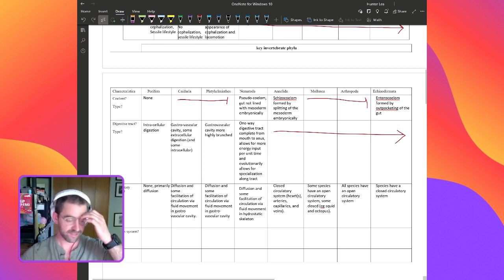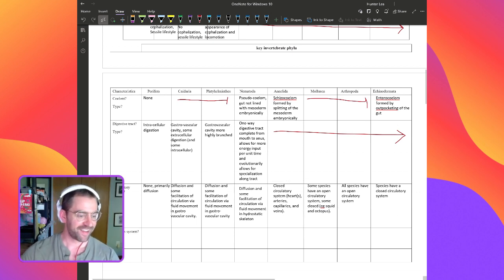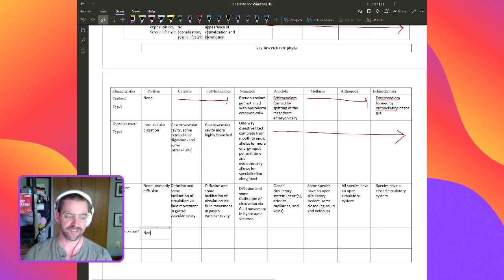All right, nervous systems. Super fun. Back to sponges. None. All sensory information is processed through cell-to-cell communication.